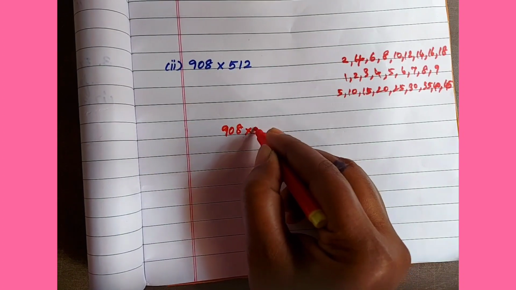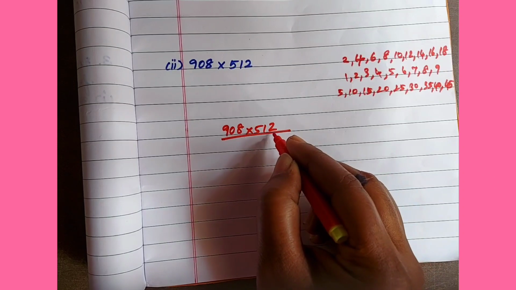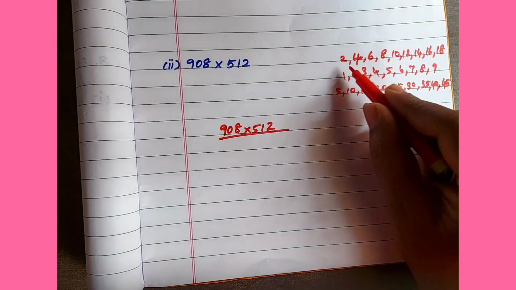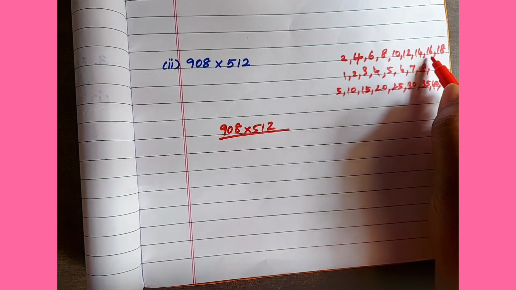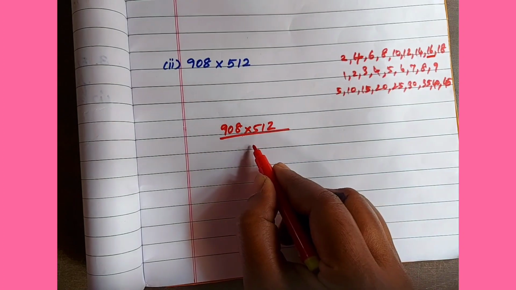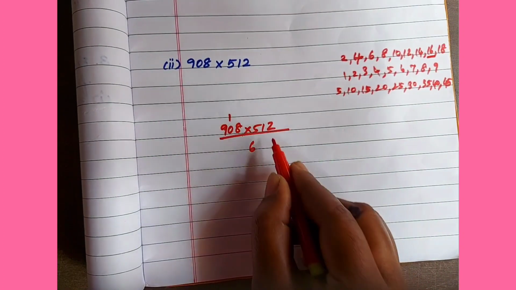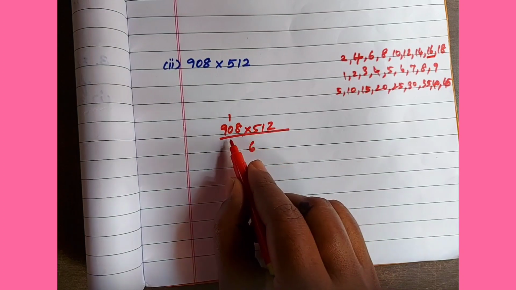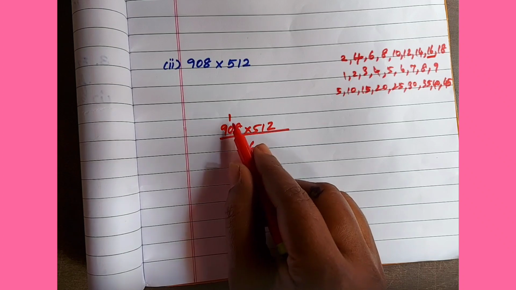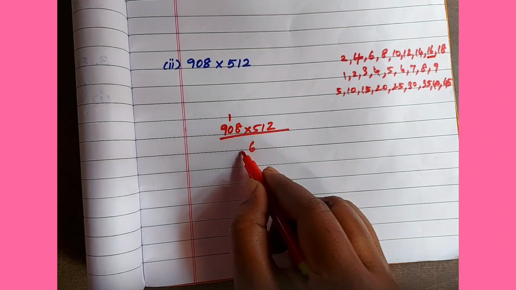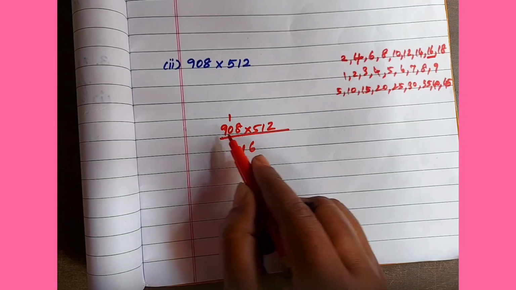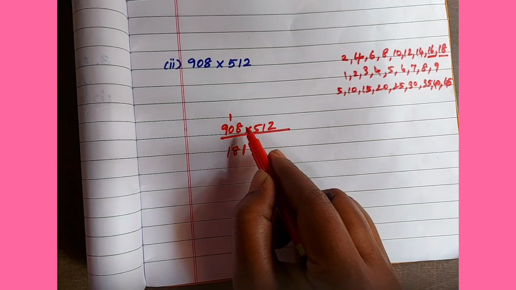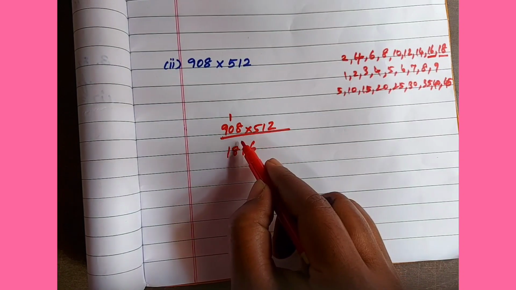Now multiply 908 into 512. First 2 into 8. 2 8s are 16, 16 gives 6, carry 1. Then 2 into 0: any number multiplied by 0 gives 0. 0 plus the remaining 1 is 1. Next, 2 9s are 18, so we write 18. We have fully multiplied by this digit.